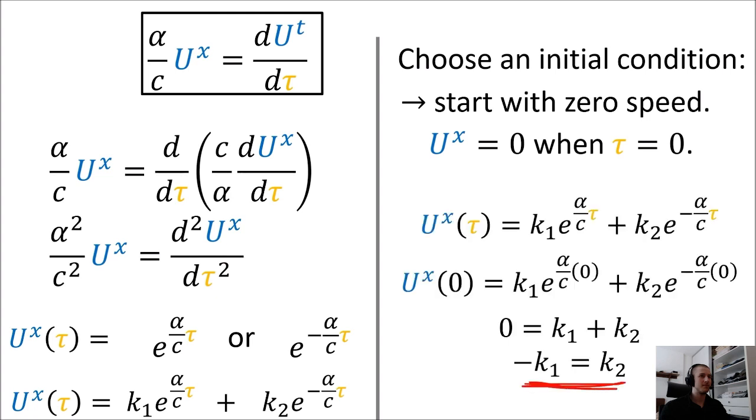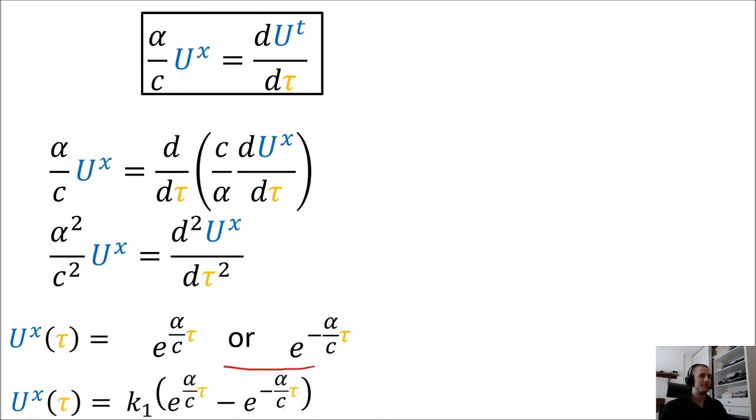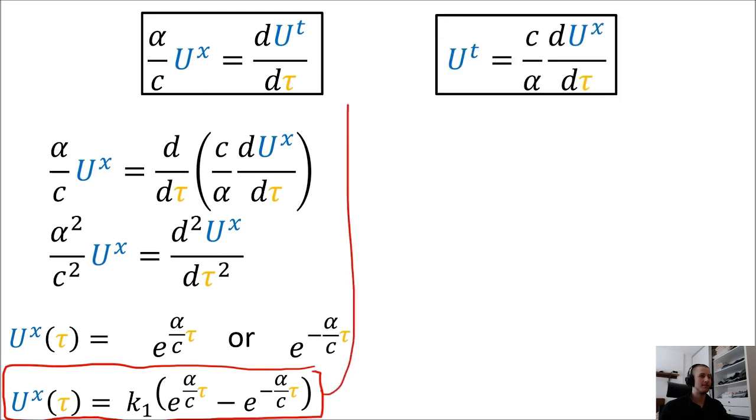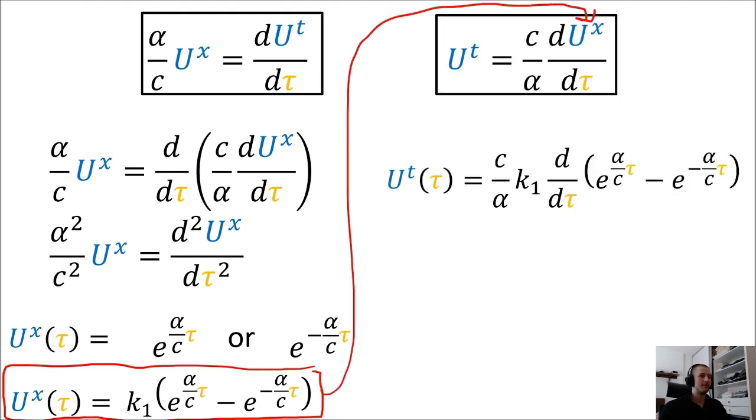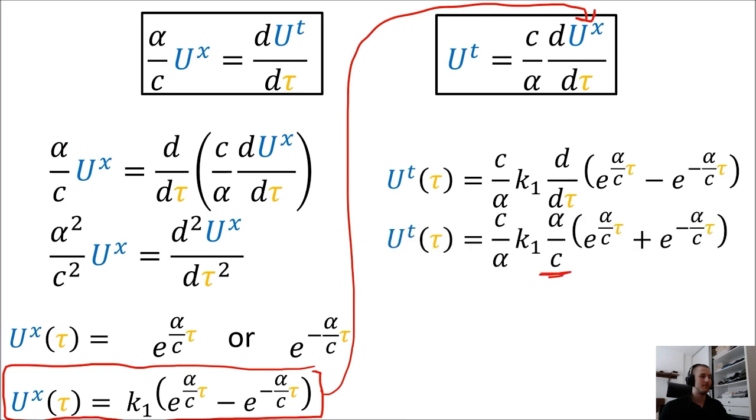negative of k1. And subbing this in, we can factor out k1 from our formula for ux. We can then plug ux into this second differential equation that we had, and we get a formula for ut. And when we take the derivative, we get an extra factor of alpha over c in front, which cancels with c over alpha.